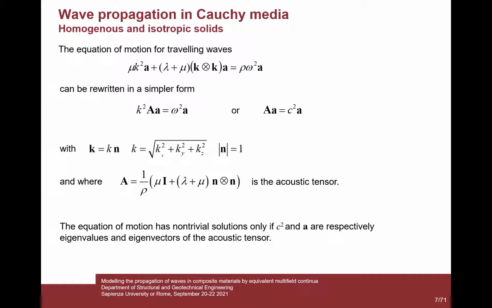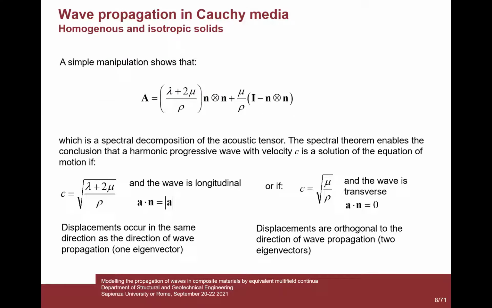And again, by working on this tensor, I wanted to add that this equation of motion has a non-trivial solution if C square and A are respectively eigenvalues and eigenvectors of the acoustic tensor. Therefore, we are interested in the form of this acoustic tensor and in its eigenvalues and eigenvectors. It is possible to write this acoustic tensor in this form. This form is called spectral decomposition of the acoustic tensor.